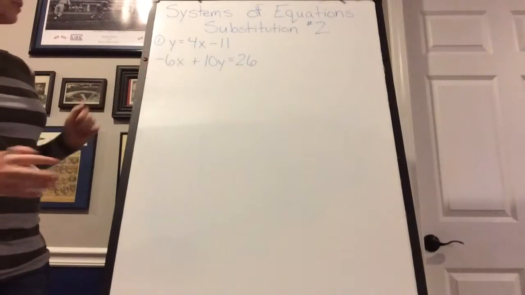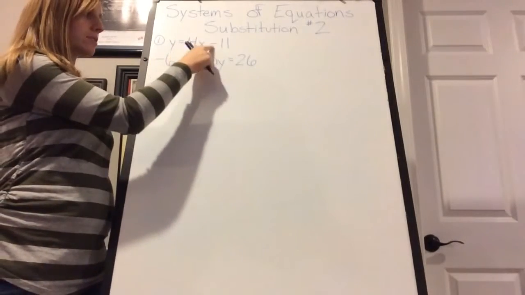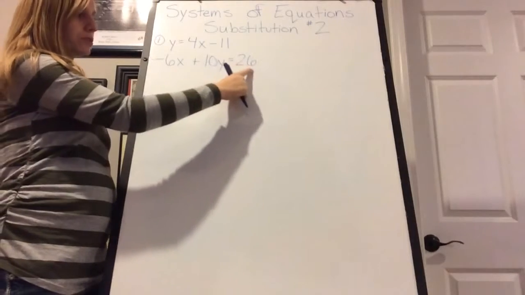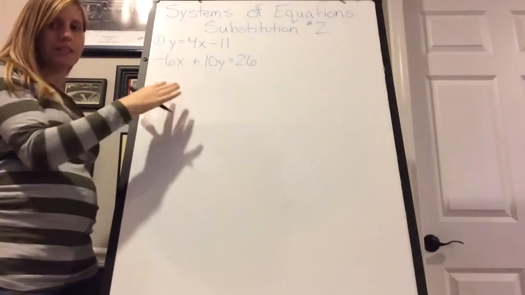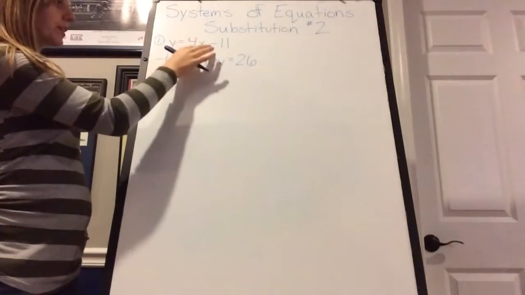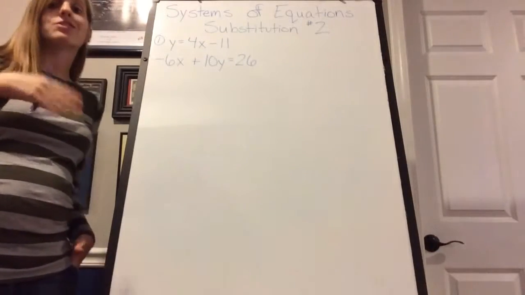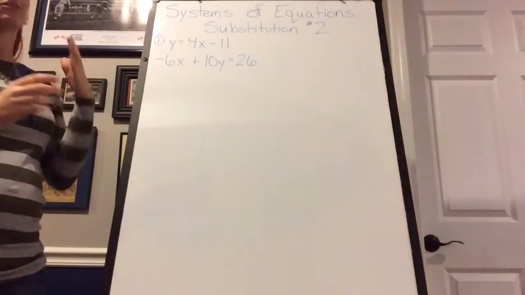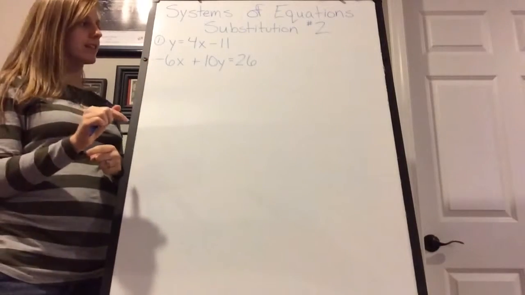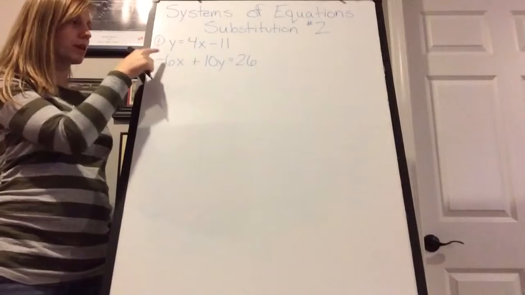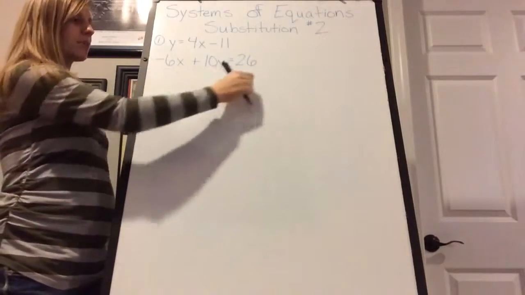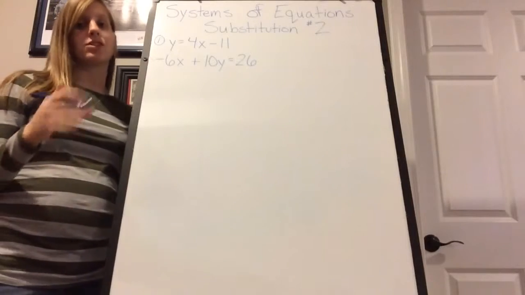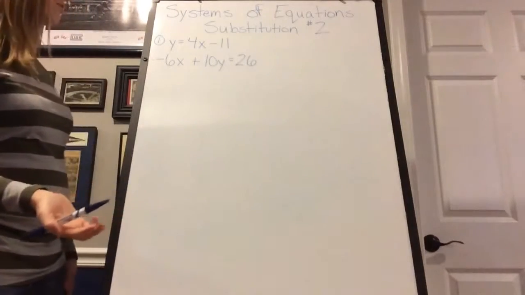Now, if we take a look here, we have y equals 4x minus 11 and negative 6x plus 10y equals 26. We're trying to solve this system. We have two variables, which means we need to have two answers, an x and a y. To solve this, we are using substitution, but the way that this is different from our previous lesson is that only one of our equations is solved for y. The second one in this case is not. All right, but that's okay, we can still use substitution. You only have to have one equation solved for y.